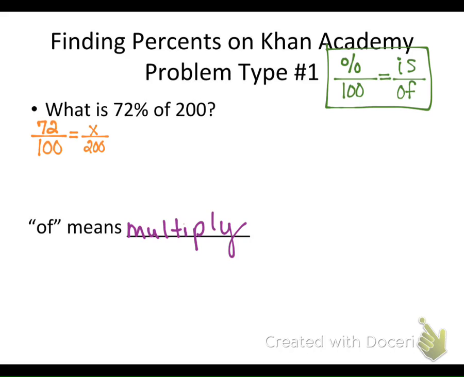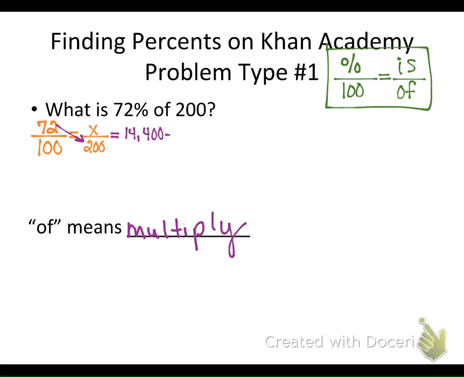The next step, in order to solve, you're going to have to cross multiply and write an equation. It doesn't matter which way you cross multiply first. You can multiply 72 times 200 first. Or you can multiply 100 times x first. Does not matter. I always go top to bottom. So I'm going to take 72 times 200. So I'm going to put my equal sign. What's 72 times 200? 14,400.